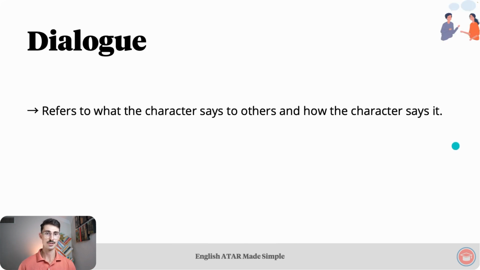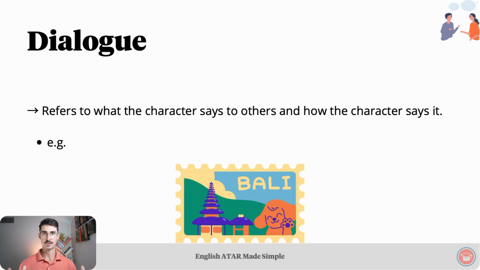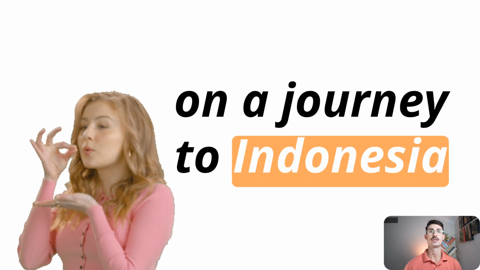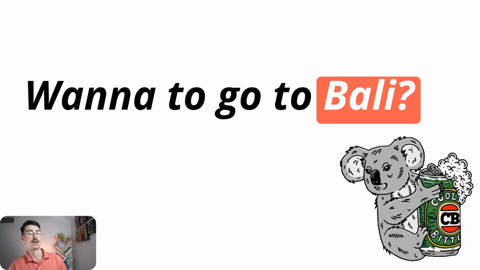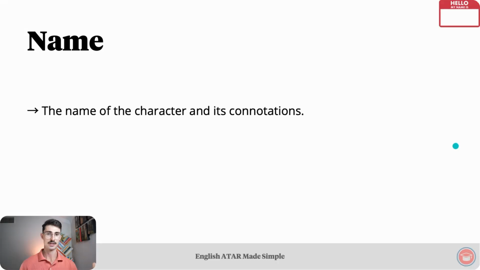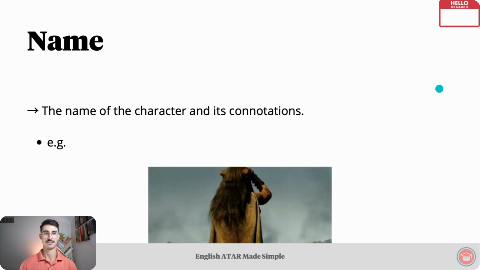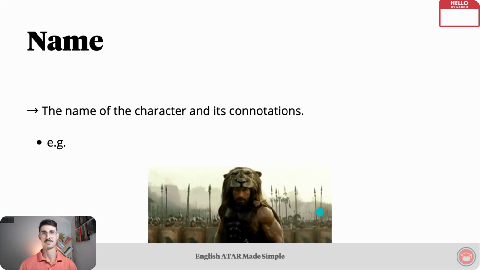Dialogue. This refers to what the character says to others and how the character says it. Examples, compare the pair. How would you like to embark on a journey to Indonesia with me? Want to go to Bali? Name. The name of the character and its connotations. For instance, Milton versus Hercules.